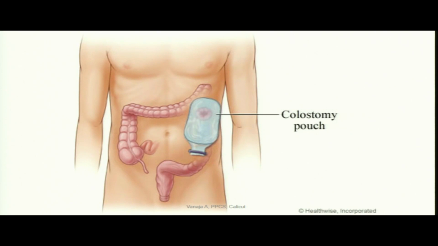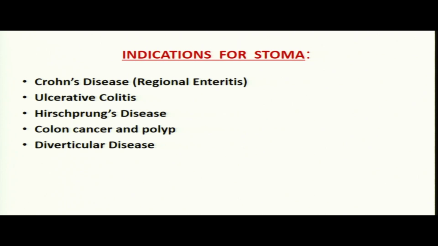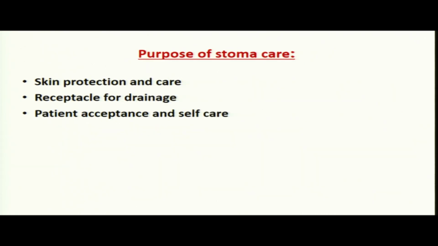So, you can see that a colostomy is prepared. It is not left like that. To collect the fecal matter, you have to have a colostomy pouch. Indications for stoma: there are conditions where this procedure is required surgically. The conditions are Crohn's disease, otherwise called regional enteritis, ulcerative colitis, Hirschsprung's disease, which usually happens in children, colon cancer and polyps, and diverticular diseases.